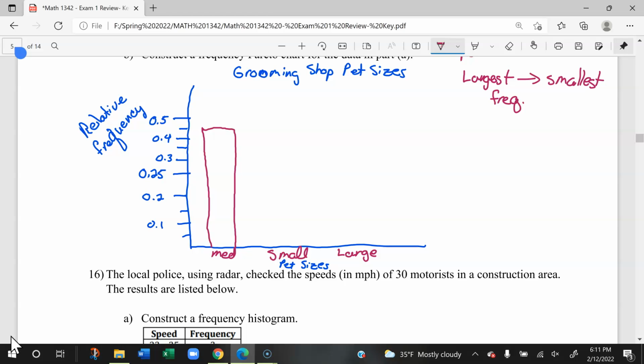Small pets were about 35%, so a 0.35. And I'm going to draw a bar. And then my large pets were 19%, so a 0.19. So they're approximately here. And that would be a Pareto. So your Pareto has to go in order decreasing. Okay, so it has to have that decreasing order. Try a couple of those, and then let me know if you have questions.